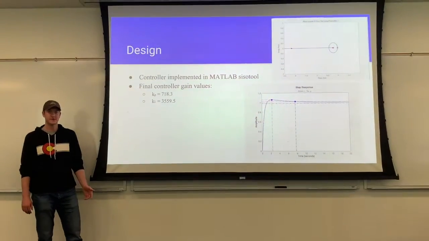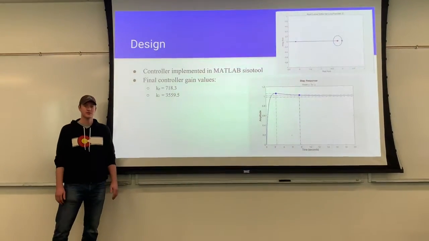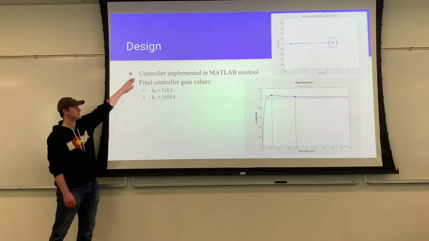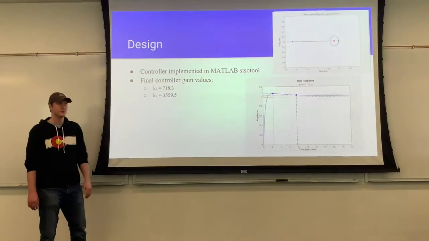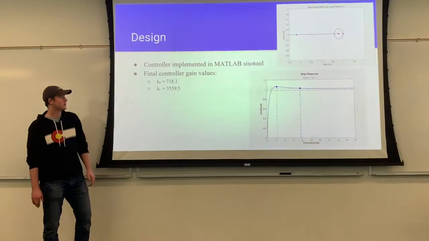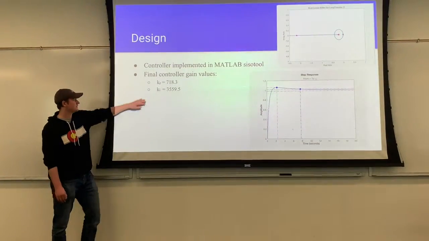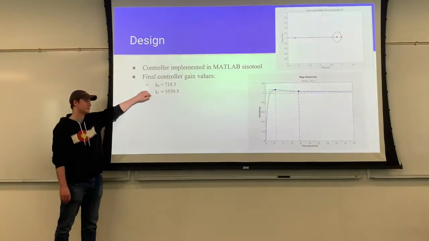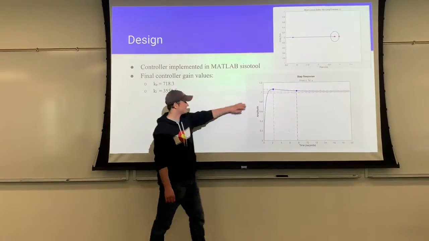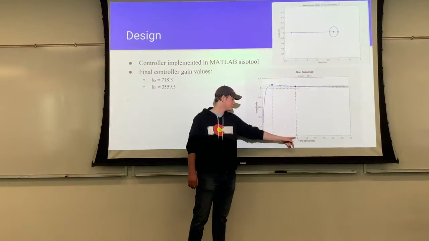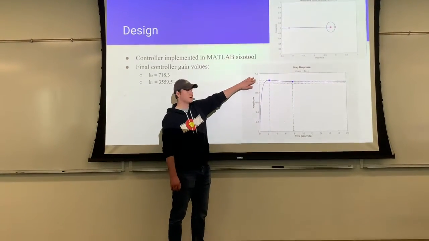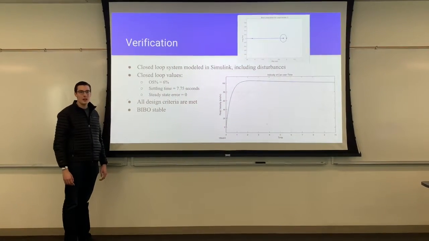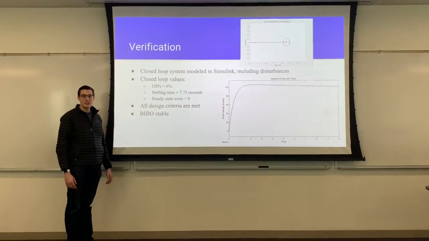When we plugged in our initial values of KI and KP into Simulink, we got a very oscillatory result, and it was still very slow. So we needed to use the SISO tool in MATLAB to obtain our requirements. When we did, we ended up getting values of KP equaling 718.3 and KI equaling 3,559.3, which met our requirements of a settling time of less than 8 seconds, as you can see here, and met our overshoot of less than 7%.